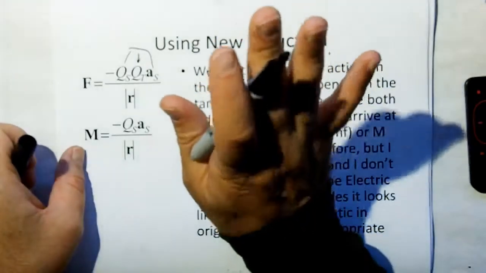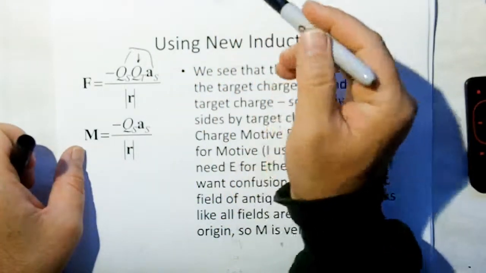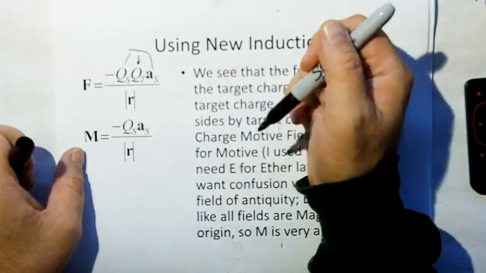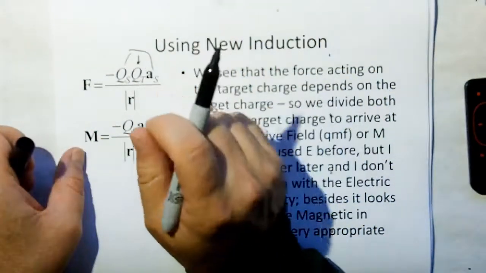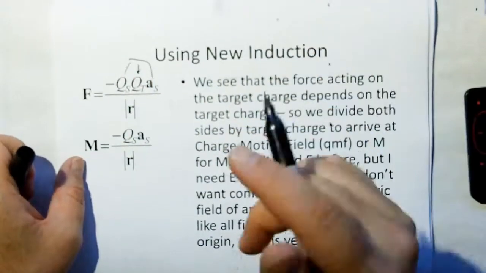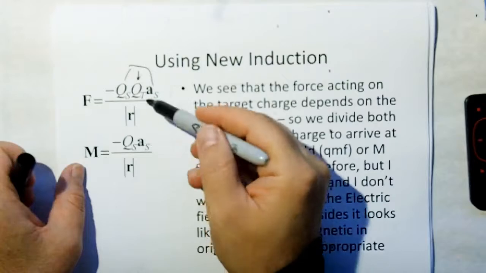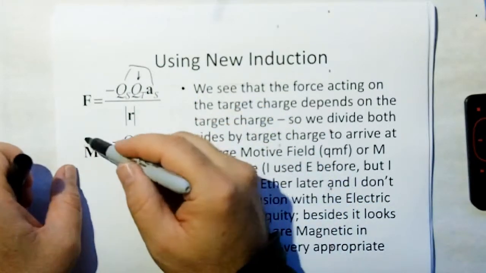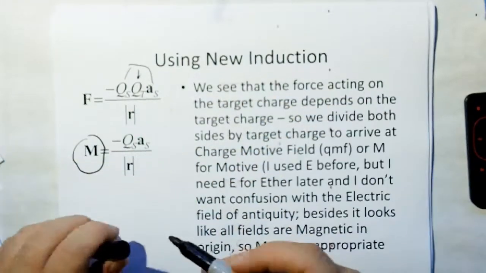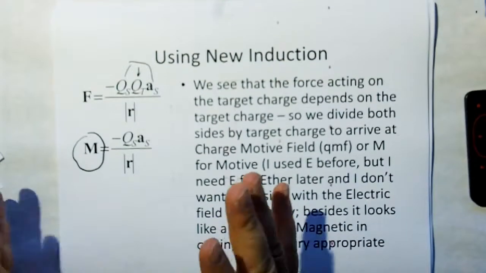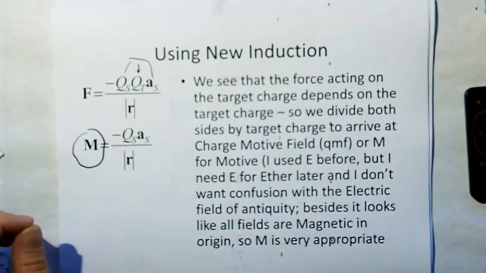So what we can do, like they did in classical theory, they would divide both sides by the target charge, and then you have electric field. And that's what we're going to do. But we're not going to use E for electric field because that might confuse people. Instead, we're going to divide both sides by target charge, and we're going to call this a motive field. In other words, a preton motive field or a charge motive field, or what do you want to call it? We're just going to call it a motive field for now.